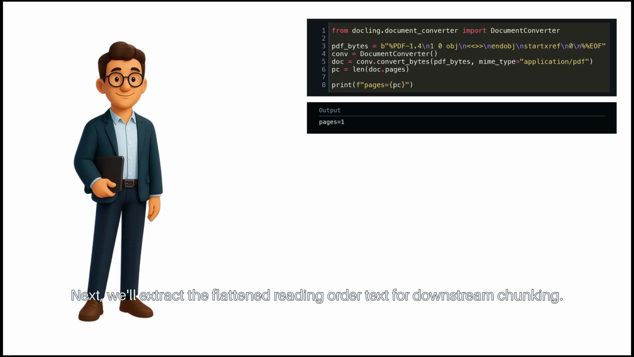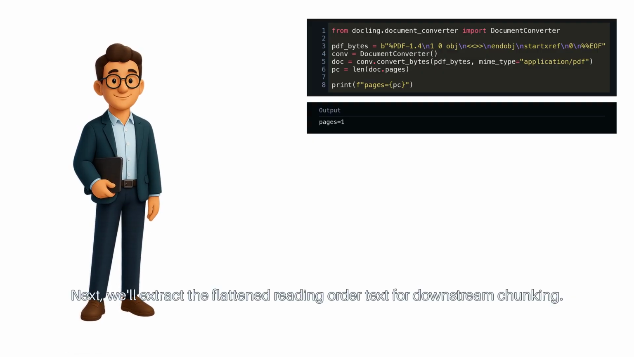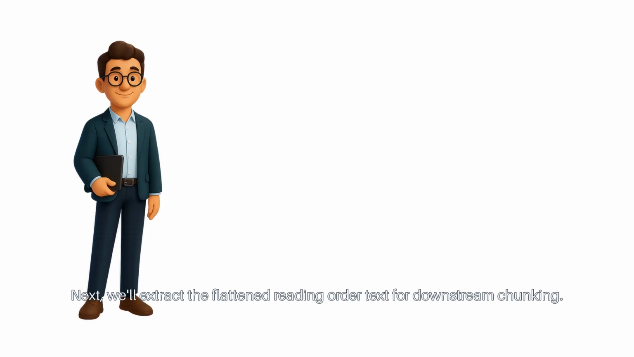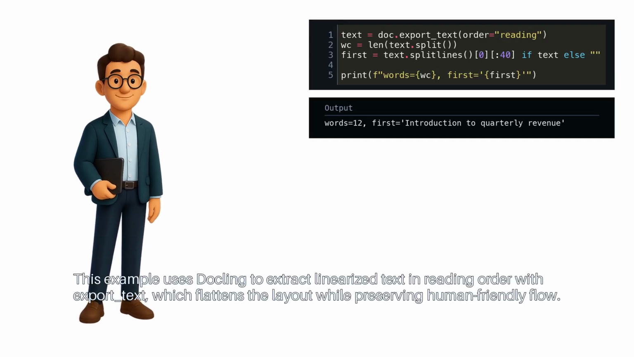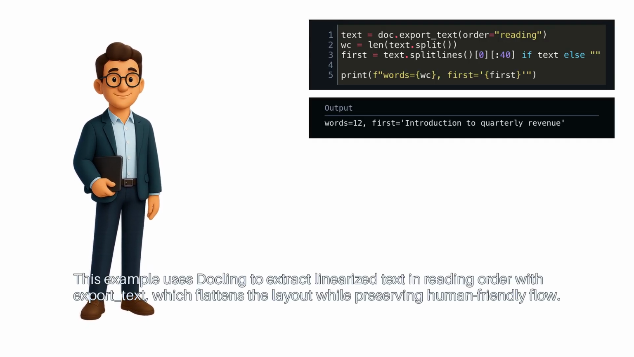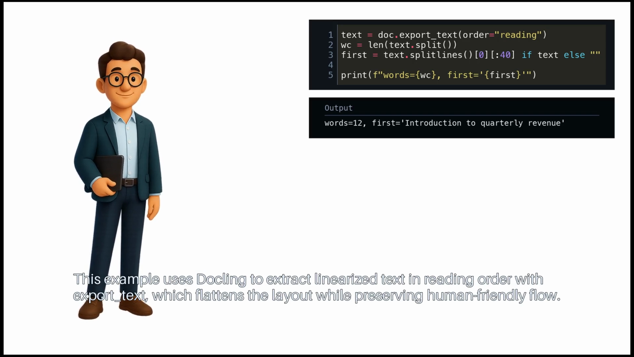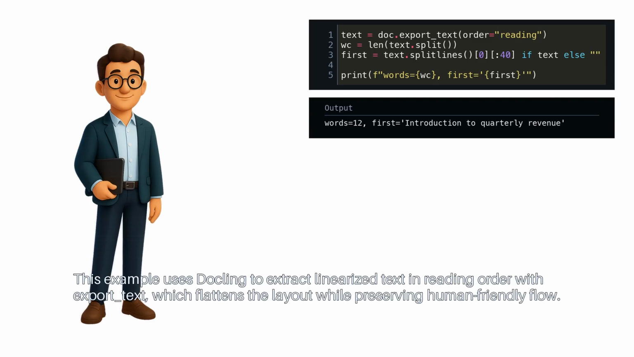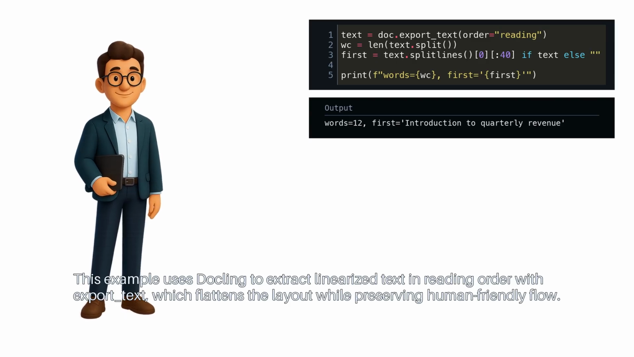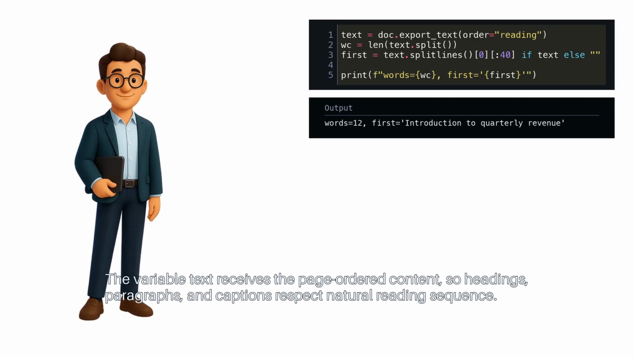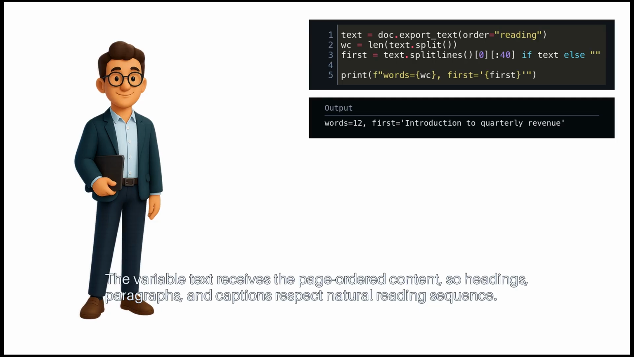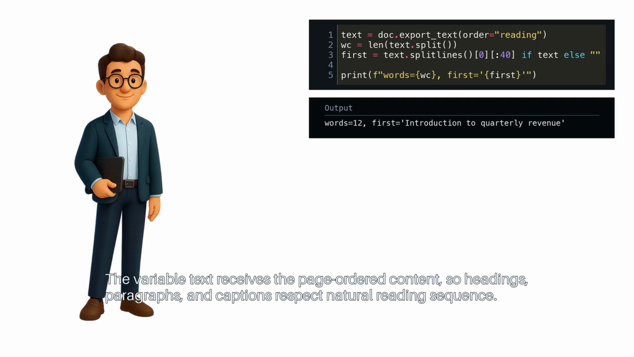Next, we'll extract the flattened reading order text for downstream chunking. This example uses Docling to extract linearized text in reading order with export text, which flattens the layout while preserving human-friendly flow. The variable text receives the page-ordered content, so headings, paragraphs, and captions respect natural reading sequence.